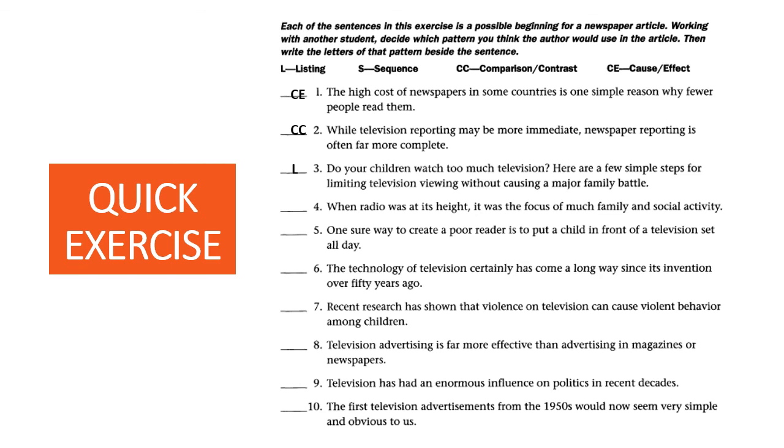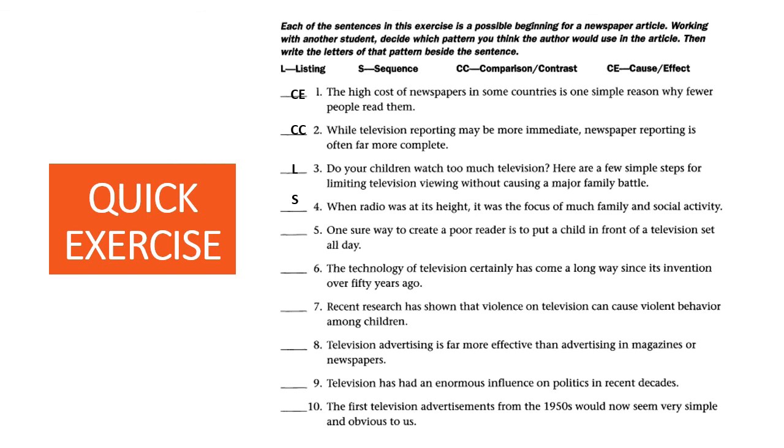And for number three, it is listing. Do your children watch too much television? Here are a few simple steps for limiting television viewing without causing a major family battle. So this is listing. And for number four, when radio was at its height, it was the focus of much family and social activity. So what is the pattern of this sentence? Right, this is sequence.